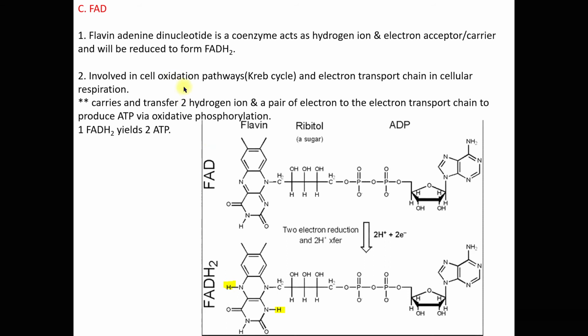So FAD is involved in cell oxidation pathways, which is in the Krebs cycle, which you will learn later on, as well as the electron transport chain in cellular respiration. So we can conclude here that FAD carries and transfers two hydrogen ions and a pair of electrons to the electron transport chain to synthesize ATP via oxidative phosphorylation. So one FADH2 will yield 2 ATP.